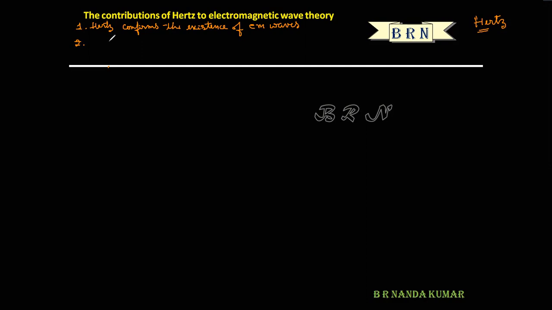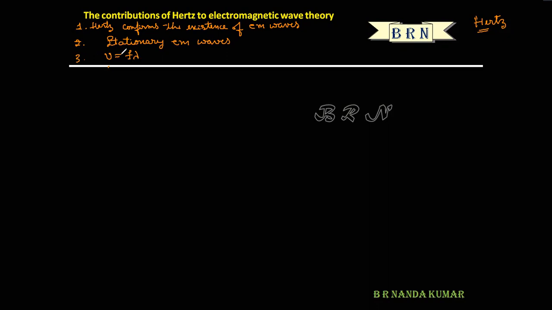Okay, he produced stationary electromagnetic waves. Hertz produced stationary electromagnetic waves. And the last contribution, that is by using the formula V is equal to F lambda, he found that the speed of electromagnetic wave is the same as that of the speed of light.